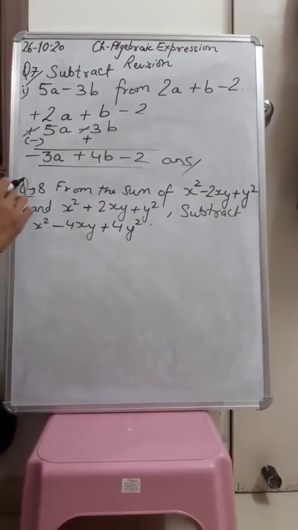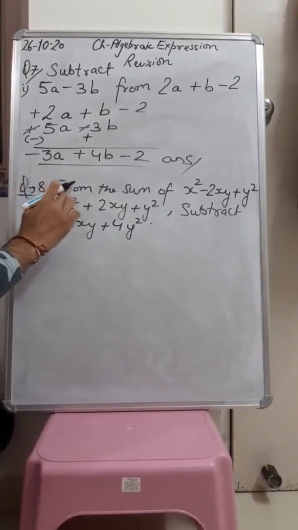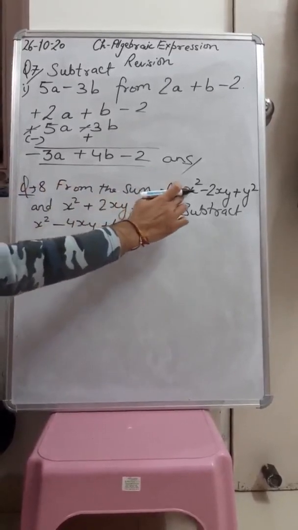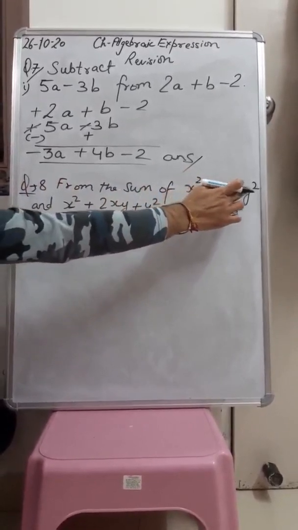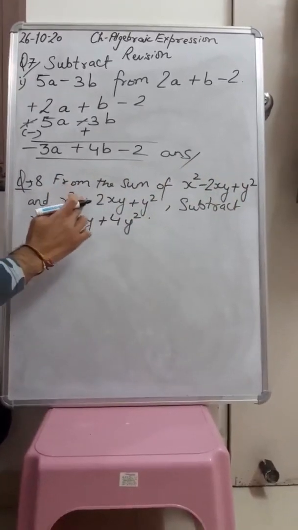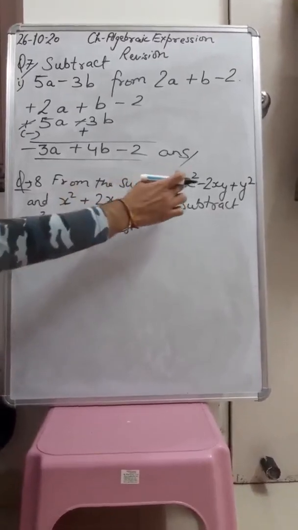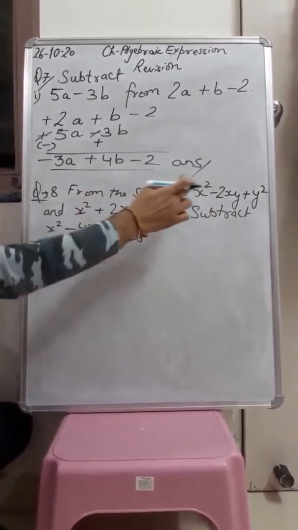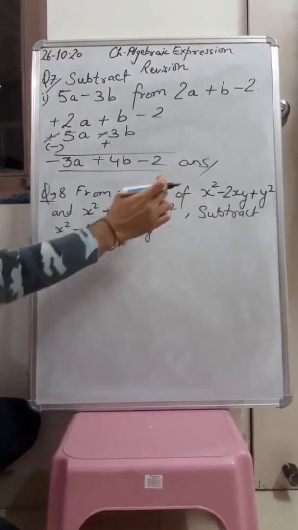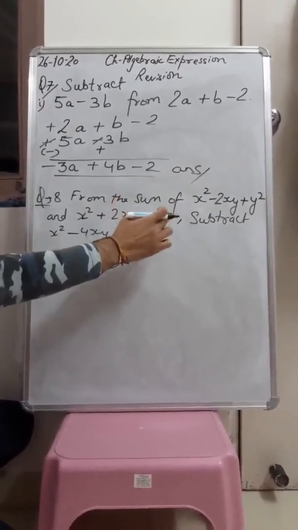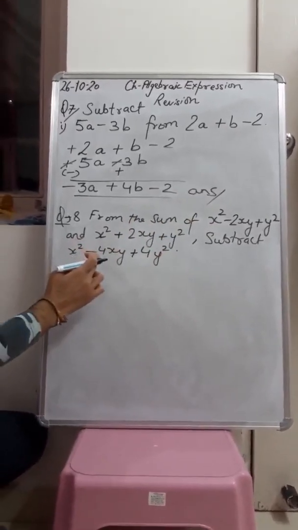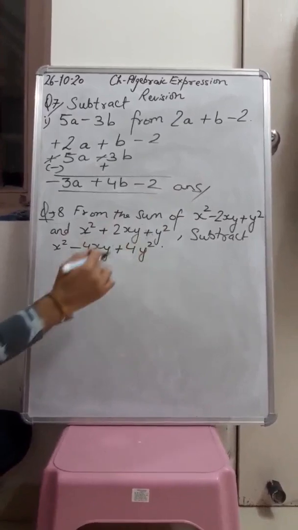Now the next question, question number 8. Form the sum of x square minus 2xy plus y square and x square plus 2xy plus y square. That means first we have to add the first two algebraic expressions. After adding the first two expressions, from that sum, we have to subtract x square minus 4xy plus 4y square.